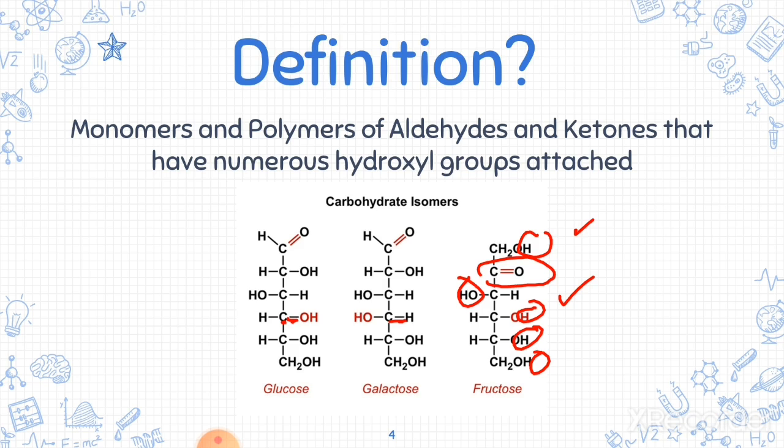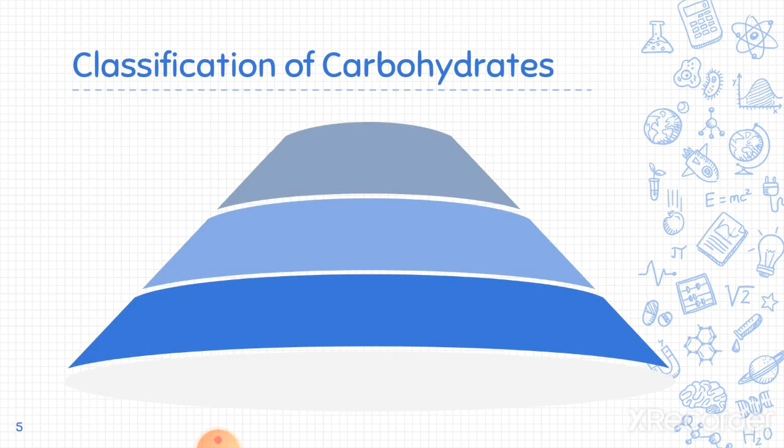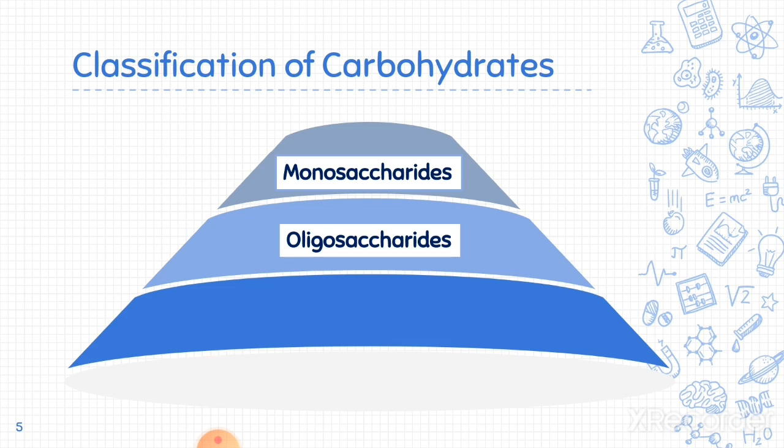What is it? This definition says that carbohydrates are the monomers and polymers of aldehydes and ketones that have numerous hydroxyl groups attached with the carbon atoms. Now let's move towards the next topic, that is how the carbohydrates are classified. Carbohydrates are generally classified into three types: monosaccharides, oligosaccharides and polysaccharides. Now let's discuss these classes one by one.